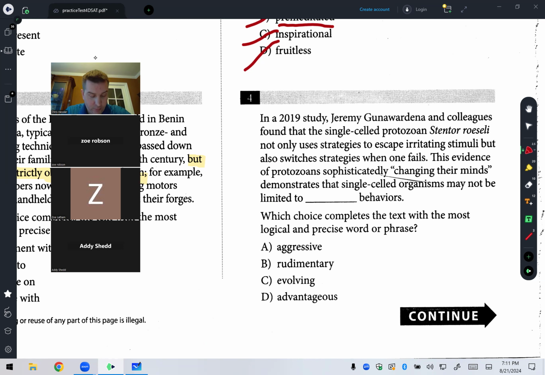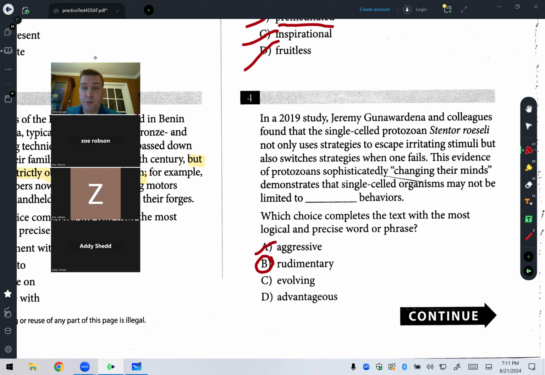All right. And if you did that strategy, you could read aggressive in there. We don't know anything really about their aggression. We do know that they can utilize different strategies when one fails. So for this one, rudimentary is the correct answer.